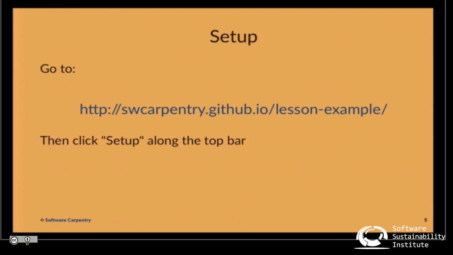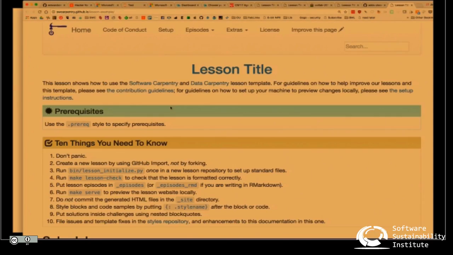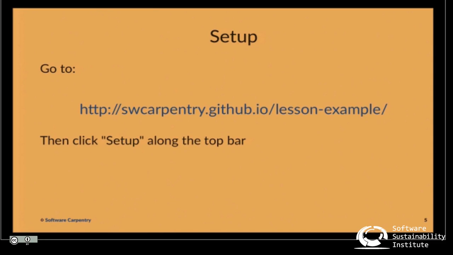So the first thing we're going to do is go to this webpage, http://softwarecarpentry.github.io lesson example. This is our launching off point for everything. I'll put this back up so you can put that in. This is where all the documentation of how to do exactly what we're doing in this workshop is. If you try to do it again on your own, there are step by steps in here. But I thought I'd walk you through the process during this little workshop.